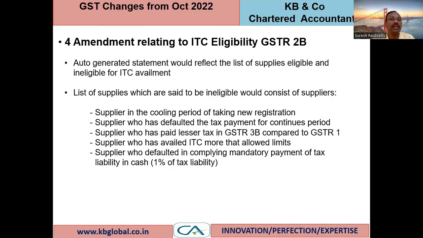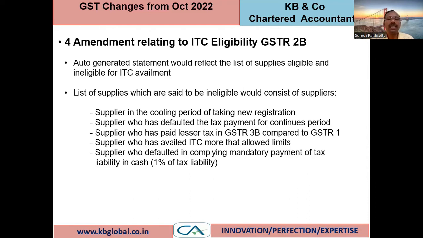Let us go to the fourth point. Amendment relating to the ITC eligibility as per GST 2B. The auto-generated statement would reflect the list of suppliers eligible and ineligible for ITC availment. Now it will reflect in the 2B itself which are eligible and which are ineligible, so that the recipient can take the ITC. They specifically mention that these are the suppliers whose invoices will be ineligible. It will be reflected in the GST 2B.